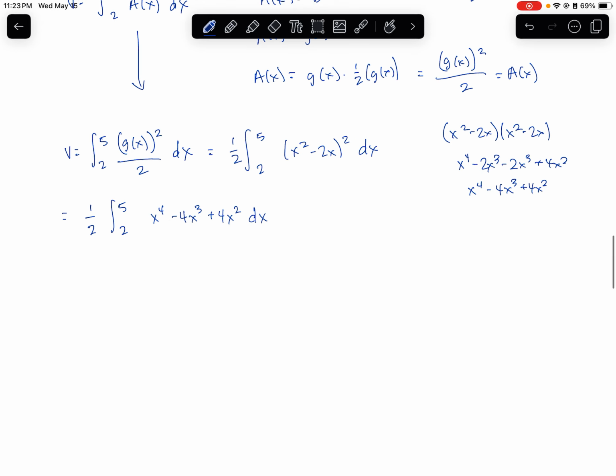Okay, that shouldn't be a hard antiderivative, so we got 1/2. That's going to become 1/5 x to the 5th minus x to the 4th plus 4 over 3 x to the 3rd. We're evaluating that from 2 to 5.